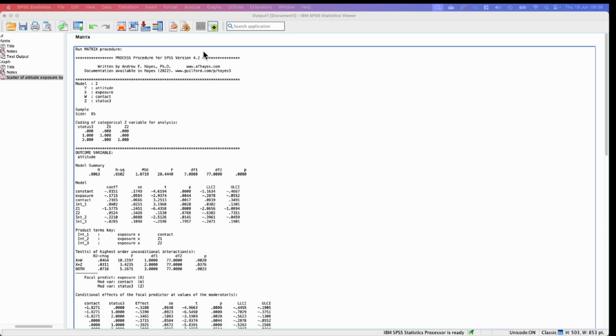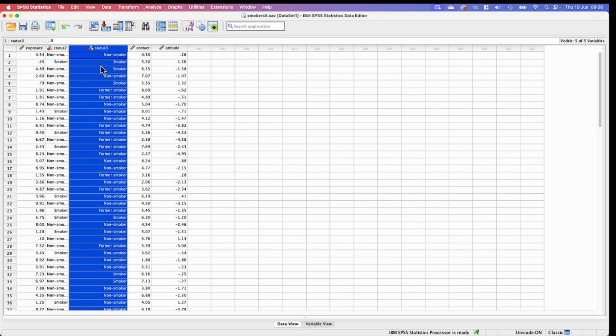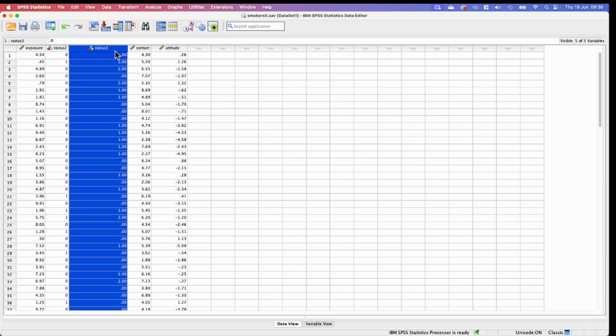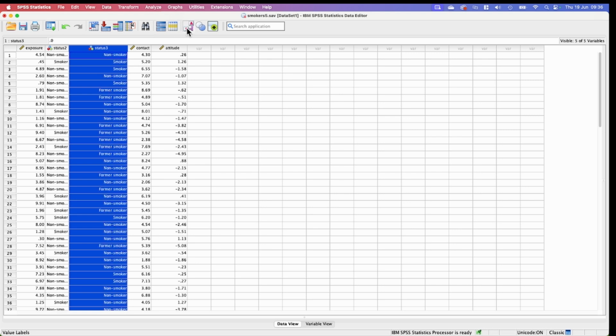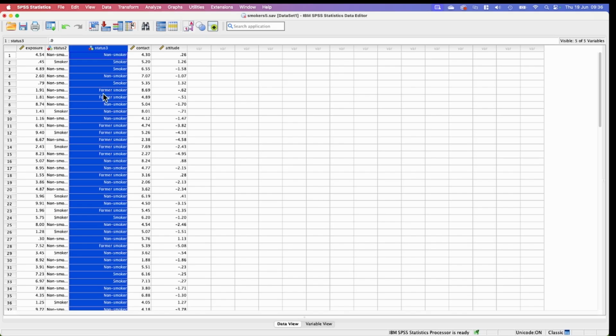So if we look at our data set, which is here, we see that we have for status the non-smoker, the smoker, and the former smoker, which is coded as 0, 1, and 2. So the 0 stands for the non-smoker, the 2 stands for the smoker, and the 1 stands for the former smoker.